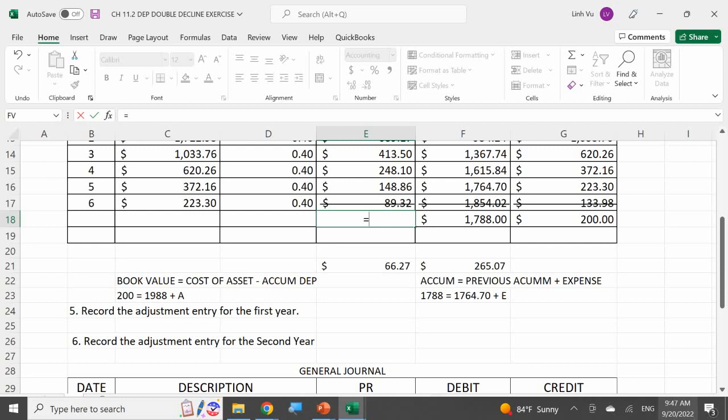Okay, let's try again. If you are at 1764.70, right? That's what you're starting out with. How do I get to 1788? What do I need to add in order to make 1764.70 equal to 1788? Will it be the expense? That's what I'm trying to solve right now, is what's my expense.